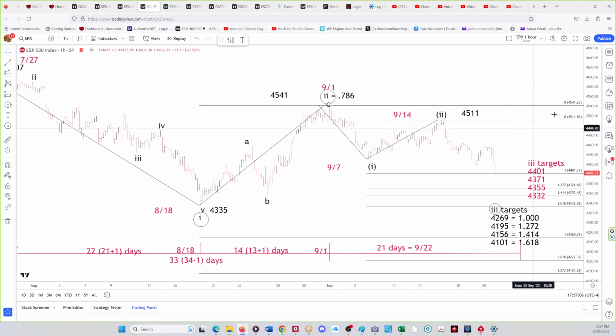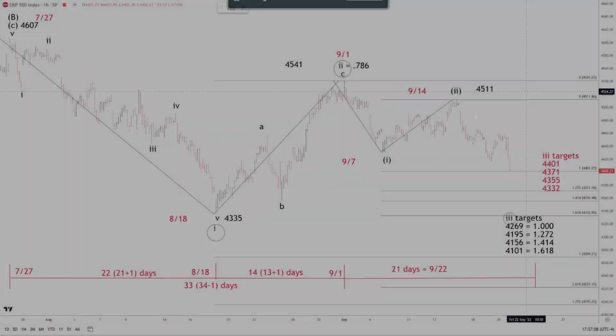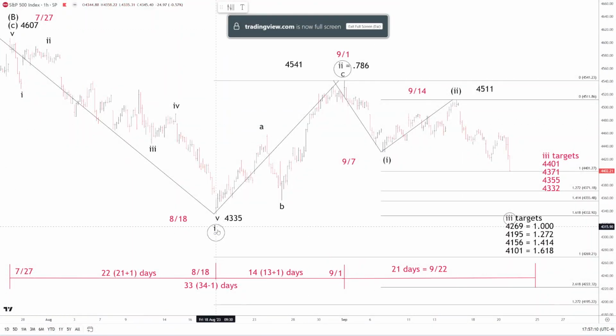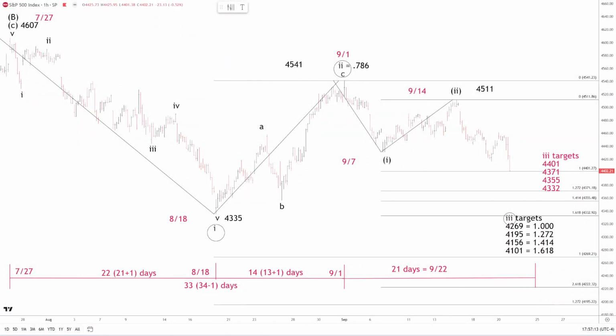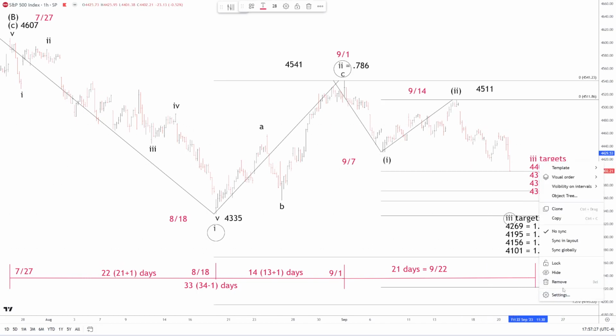Okay, so we've got a third of a third wave down going on here. This is wave 1. First of all, we had an A down, which is the first wave, B up, which is the second wave. This is 1 of 3, this is 2 of 3, and then we've got 3 subdividing into a 1 up, a 2 down, and there are those 3.